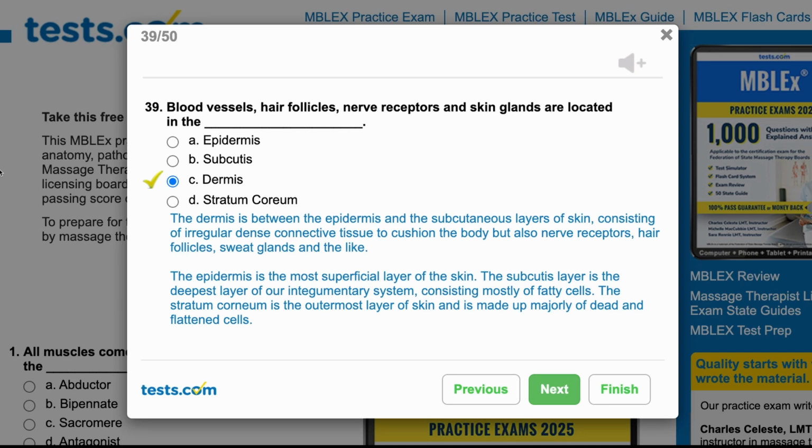The epidermis is the most superficial layer of the skin. The subcutis layer is the deepest layer of our integumentary system, consisting mostly of fatty cells. The stratum corneum is the outermost layer of skin and is made up majorly of dead and flattened cells.